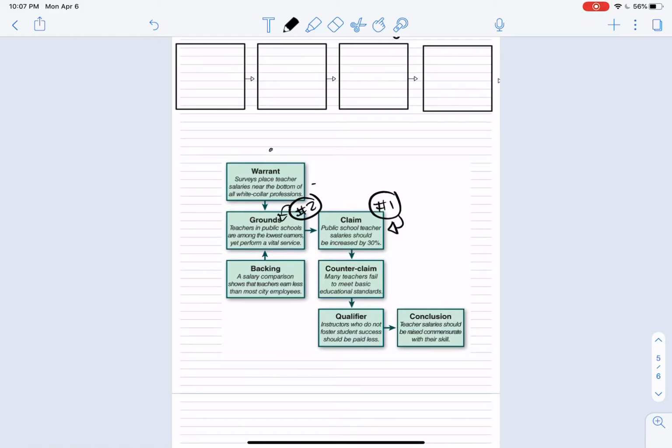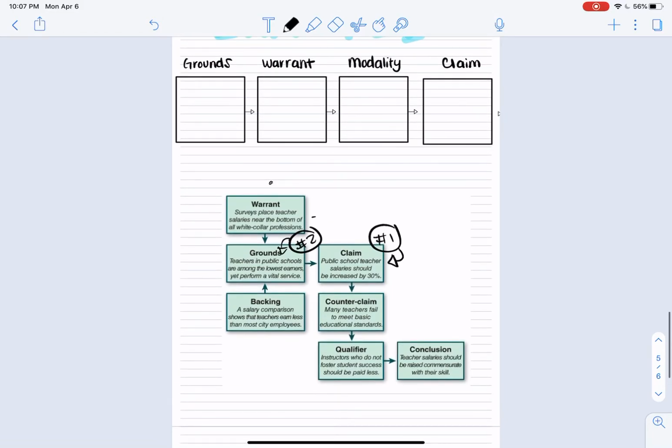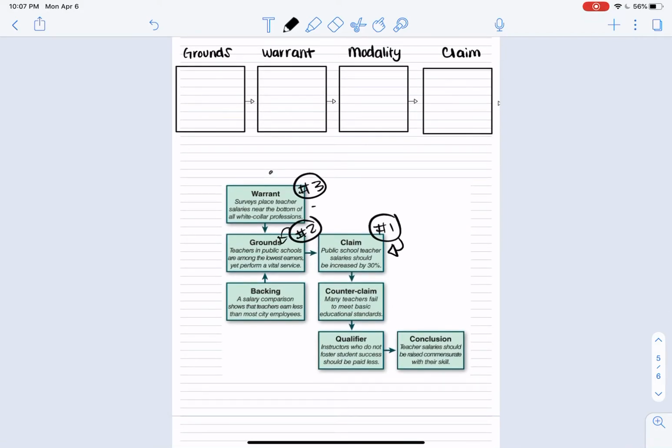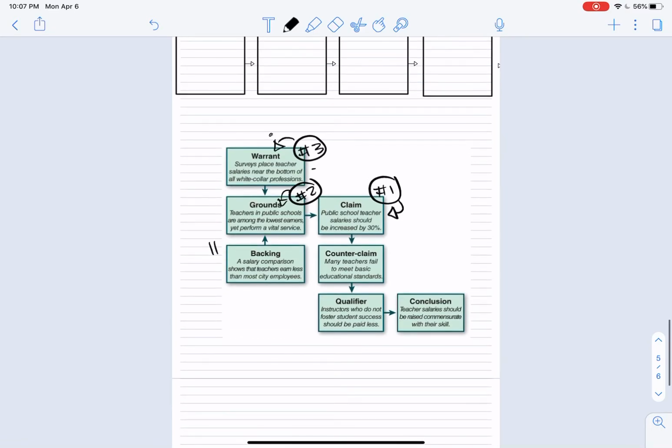Okay, so now we want something to connect the two. We want something to connect the claim and the grounds, which would be the warrant. So surveys place teacher salaries near the bottom of all white-collar professions. Okay, so that's connecting the claim and the grounds. And then we have the backing, which is adding evidence to support your warrant. So a salary comparison shows that teachers can earn less than most city employees. You see how that ties back?